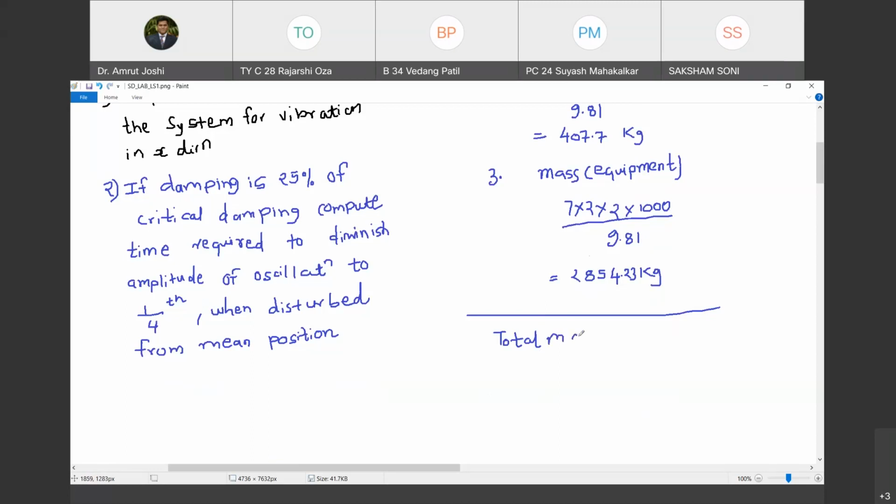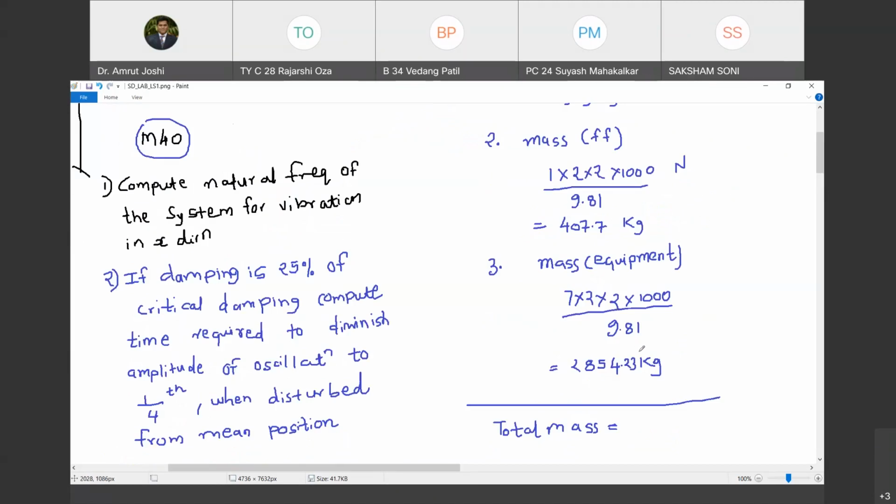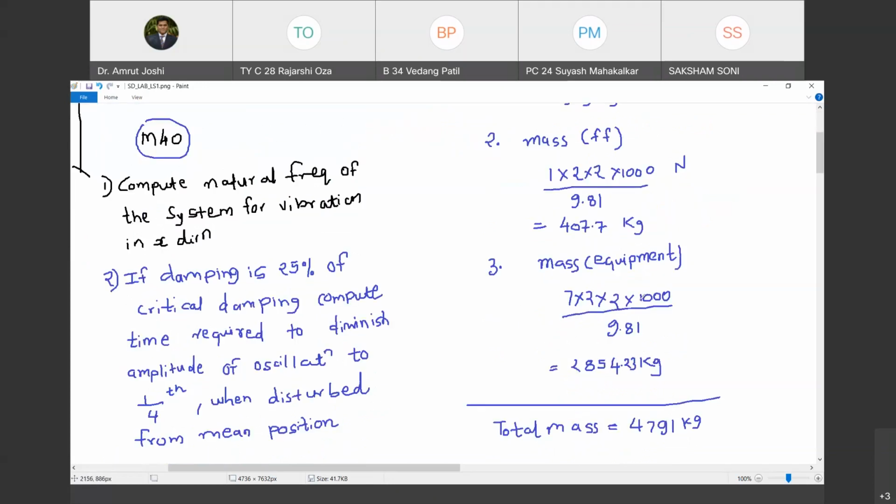So total mass is going to be equal to, let us sum it up. So 1529 plus 407.7 plus 2854.23. So this turns out to be 4791. Please let me know if it is correct. 4791 kg. Yes. So this is the mass of the slab and this is mass of the floor, mass of the equipment.